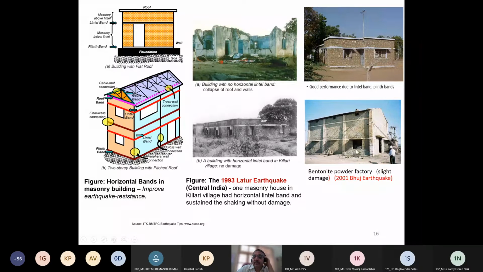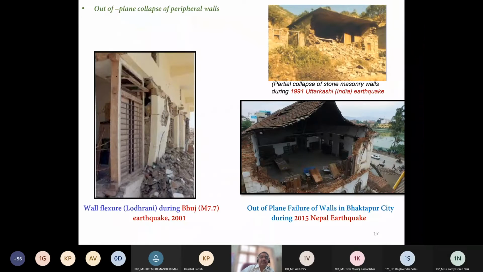In this building, a bentonite powder factory, there was slight damage. Cracks developed in the walls, but they could be repaired easily by grouting. This is a gable roof, tile roof. In this case also, we provide these bands at plinth level, lintel level, and then provide proper connections in the walls. So we can improve the earthquake resistant features by providing these simple methods.